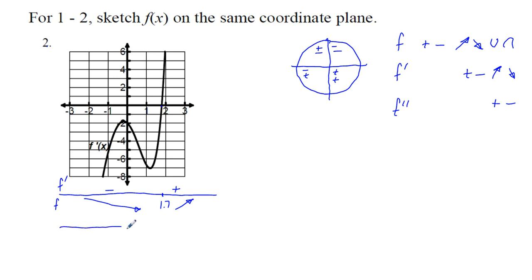Next, we're going to take f double prime over f and get our points of inflection. Well, we have a point of inflection where f prime changes from increasing to decreasing a little to the left of the y-axis. So I'm going to call that maybe negative 0.3. Let's say negative 0.3. That's just an estimate. And then also here, about 1.3, we'll call it.